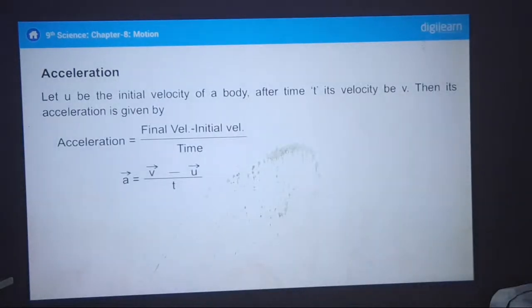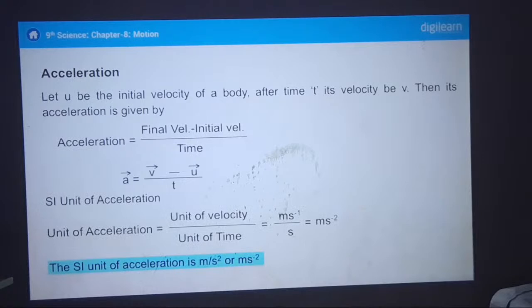Let u be the initial velocity of a body. After time t, its velocity be v. Then its acceleration is given by: acceleration is equal to final velocity minus initial velocity, whole divided by time. Vector a is equal to vector v minus vector u, whole divided by t. SI unit of acceleration.